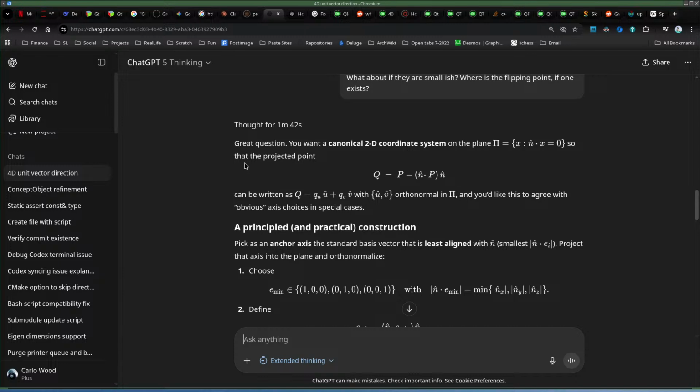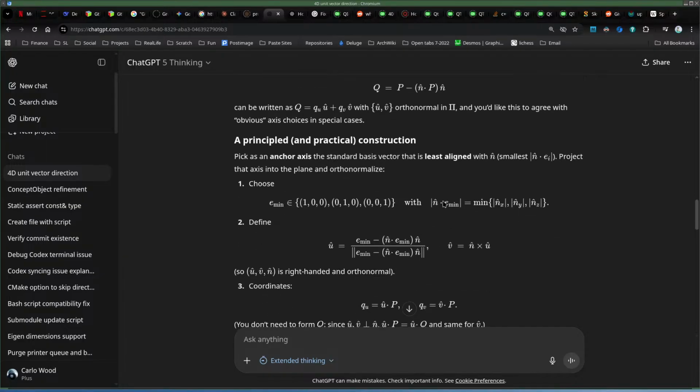And you would like this to agree with obvious axis choices in special cases. Agree with, yeah. That is the perfect mathematical summary of what I just typed. That's what I mean. It just 100% got what I asked. A principled and practical construction: pick as an anchor axis the standard basis vector that is least aligned with n, or the smallest dot product. Yeah, it switched from x, y, and z to e_i, which is more common, I guess, in literature.